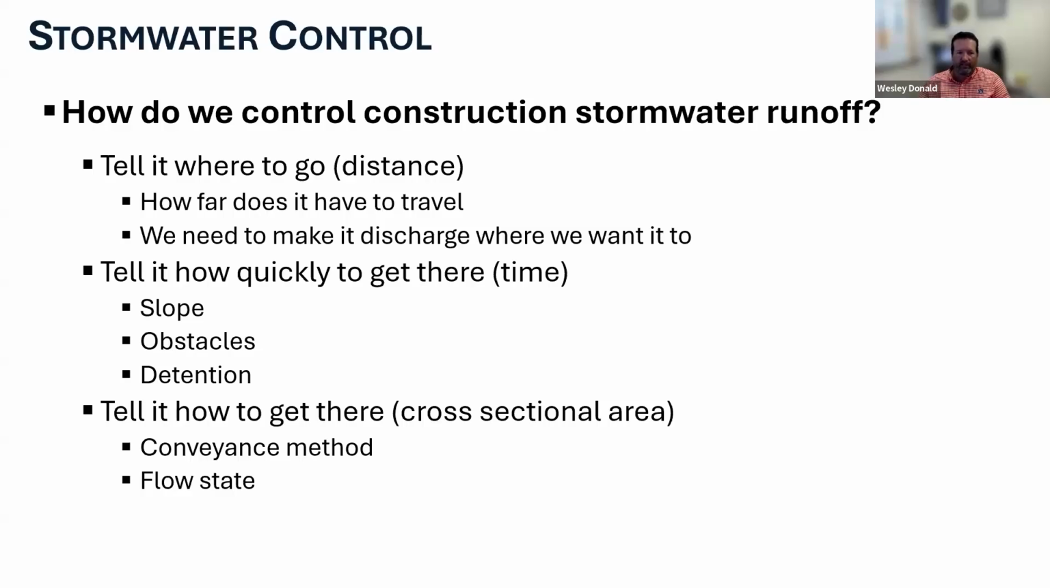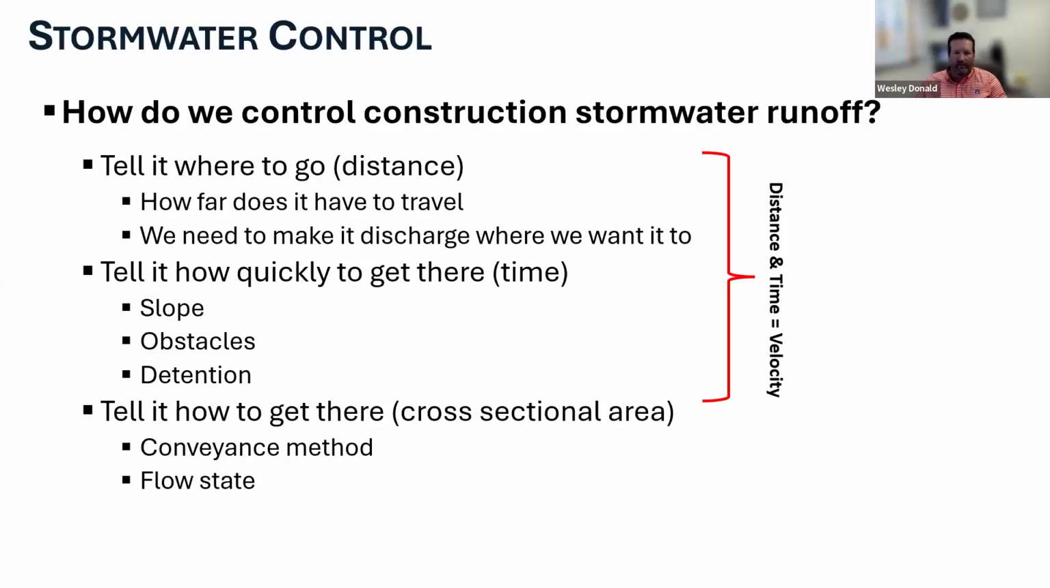And we've got to tell it how quickly to get there. There's a time component. Do we want to get there immediately? Do we want to slow it down so it takes a longer time to get there? There are things we can do to control that. We can change slope. We know slope affects that time component. We know if we place obstacles in the way, it's going to impede it, or we can put it in detention areas. So we think about the distance it has to go and the time it has to get there. Well, that's velocity. So we manage the velocity from the point where that raindrop lands on our project, and we can better manage and control the stormwater within our project.